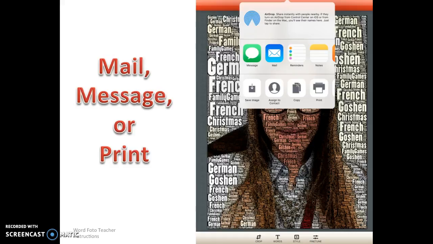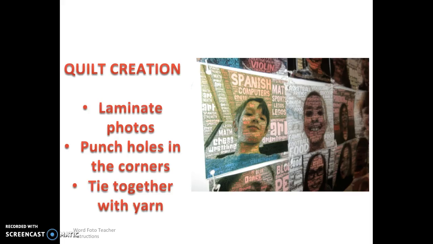Then for quilt creation, I had the students cut out the squares, then I laminated the photos, punched holes in all the corners, and tied them together with yarn. And ta-da, we had a beautiful classroom quilt.